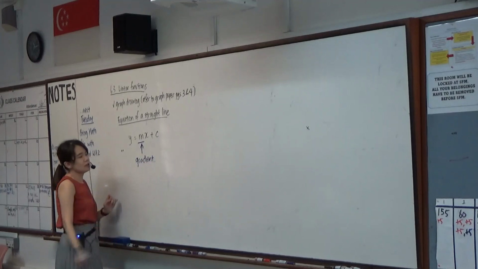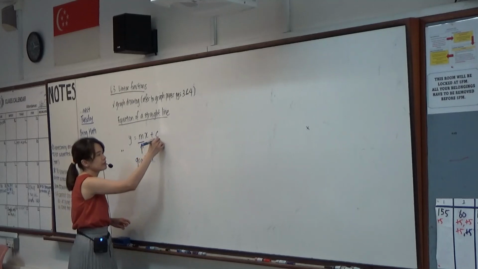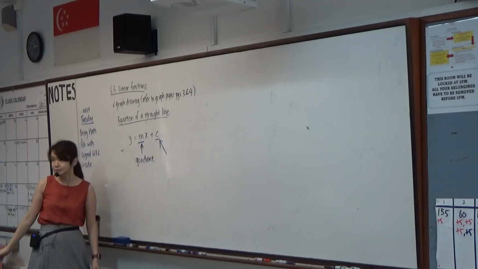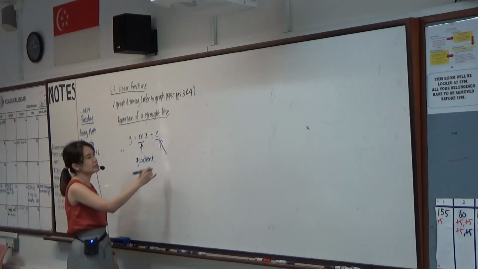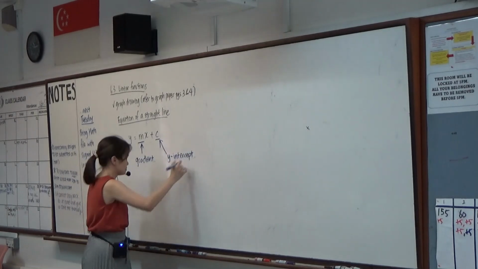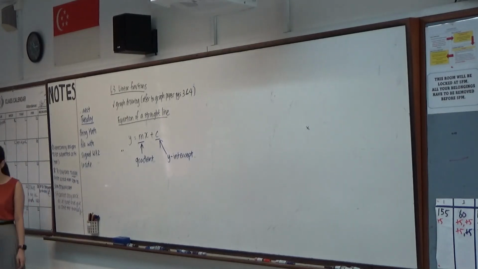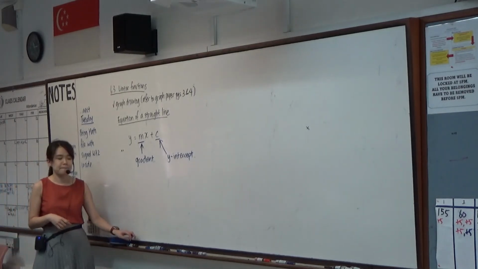I will tell you in a moment what gradient means. And the value C is a number, okay, that tells us the y-intercept. Okay, so what exactly is gradient and what exactly is y-intercept?